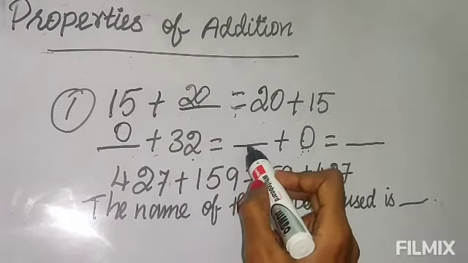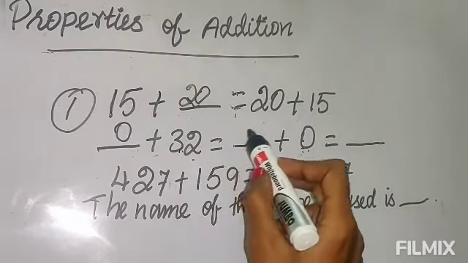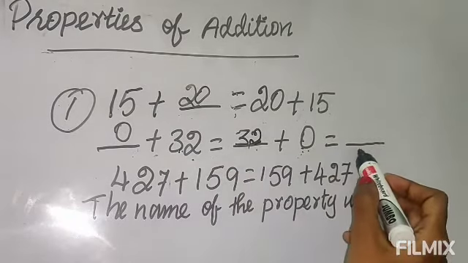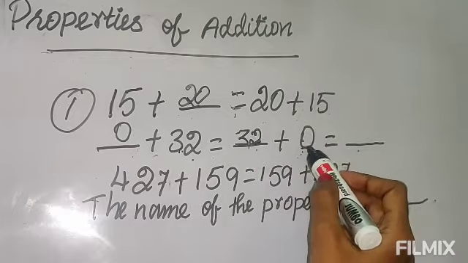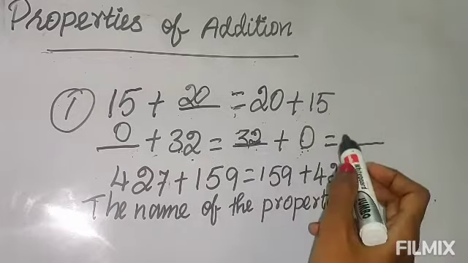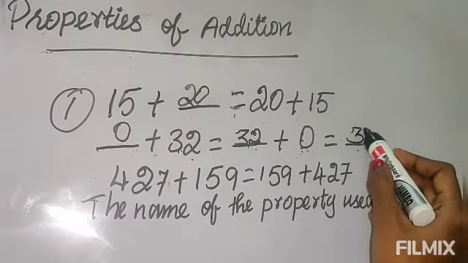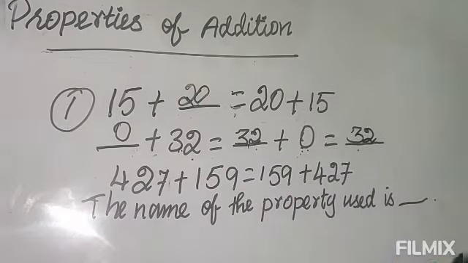And here what number will come? What is on the left side? 32, and 32 plus 0, this total you have to write here. So if you add 0 with any number, the sum is the number itself, so the number is 32. So 32 is the answer here, total. Okay, so this is the way it will be asked, like fill in the blanks.